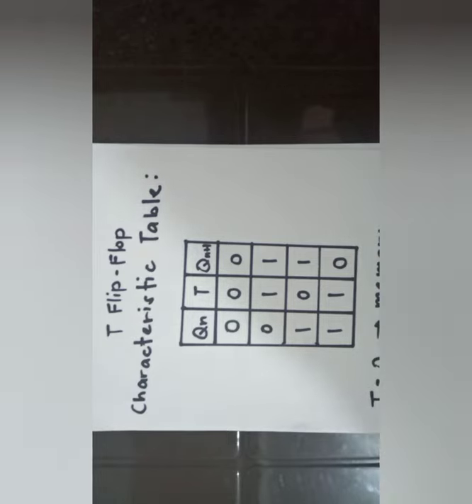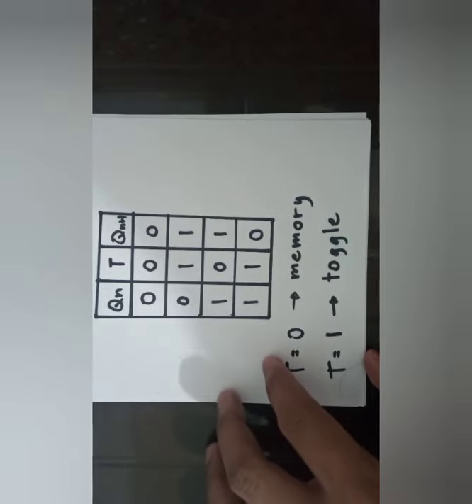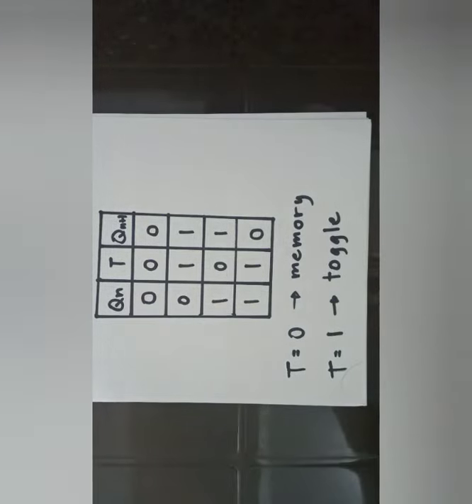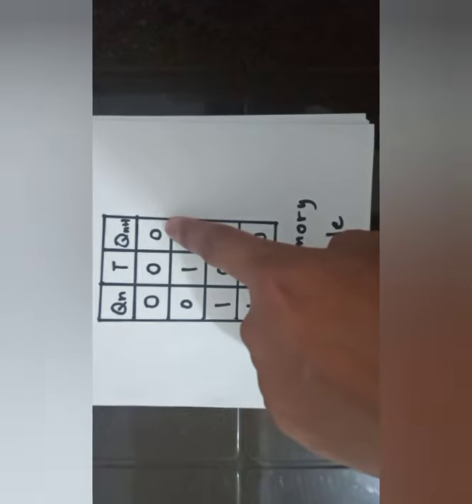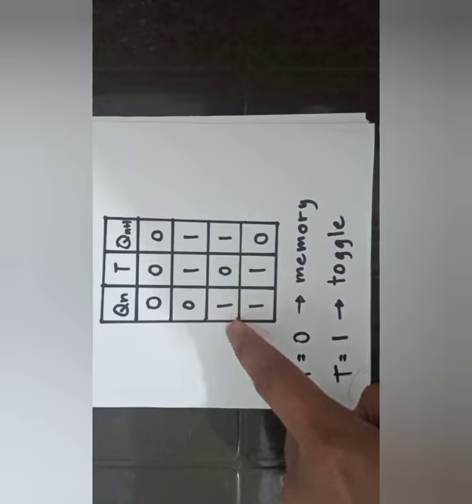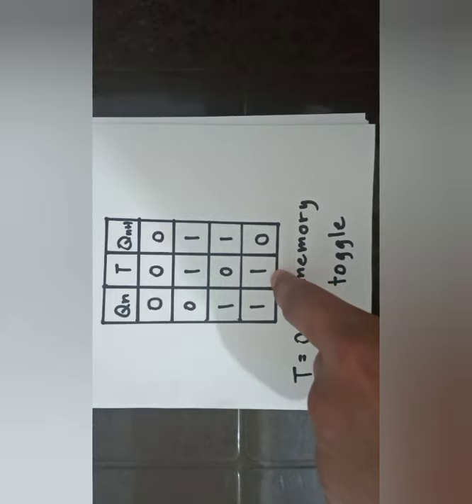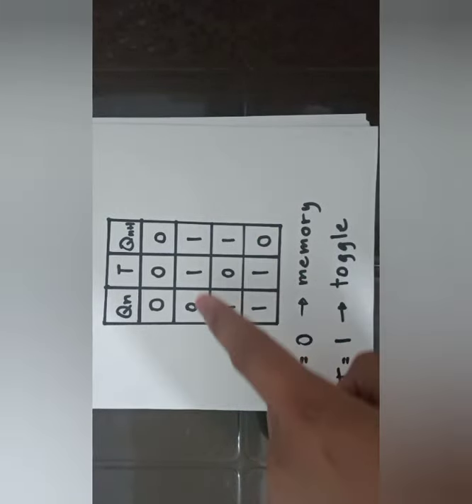If we understand this table, we can conclude that when T is equal to 0, our Qn plus 1 or Qnext will be in memory state, or it will just retain the value of our Qn. And when T is equal to 1, it is in toggle state, which means that the value of Qn plus 1 will be the complement of our Qn. Here, when T is equal to 0, our Qn plus 1 is the same as our Qn. And when T is equal to 1, the value of our Qn plus 1 is just the complement of our Qn.